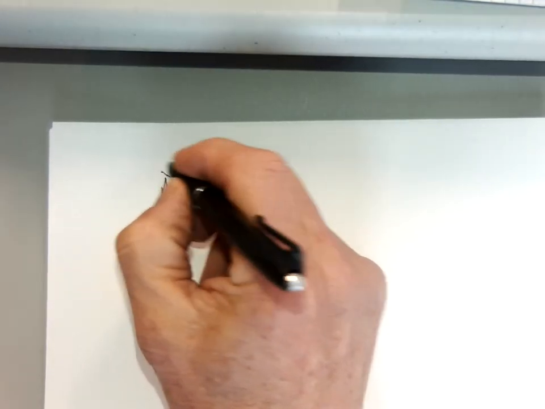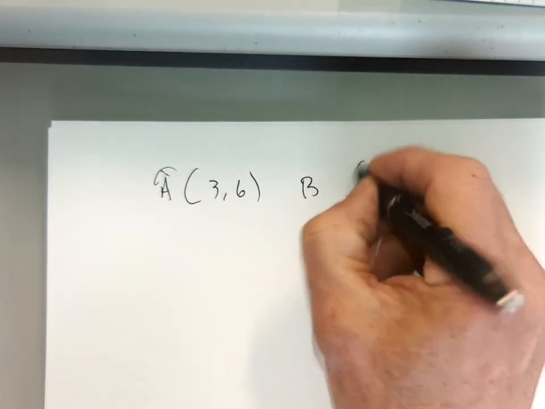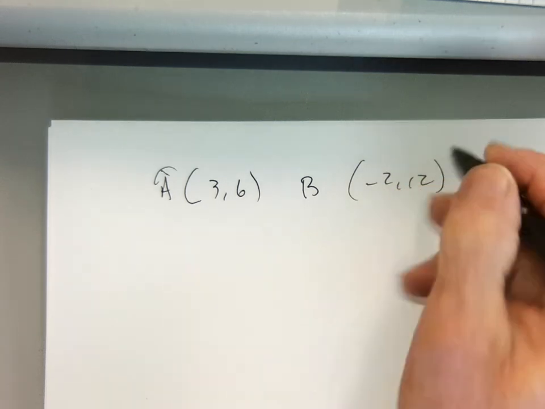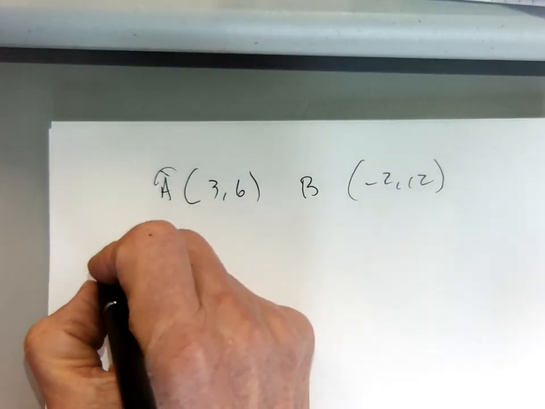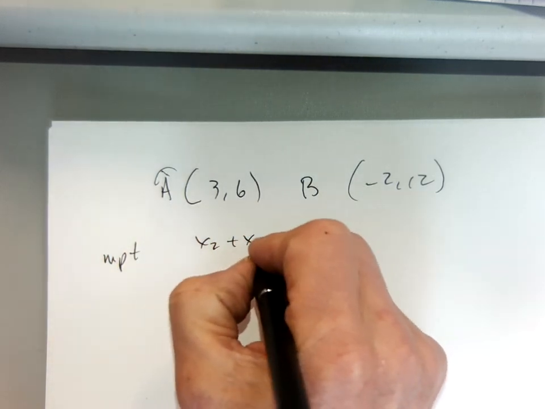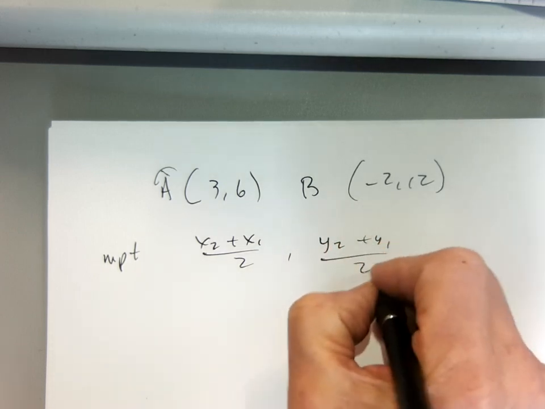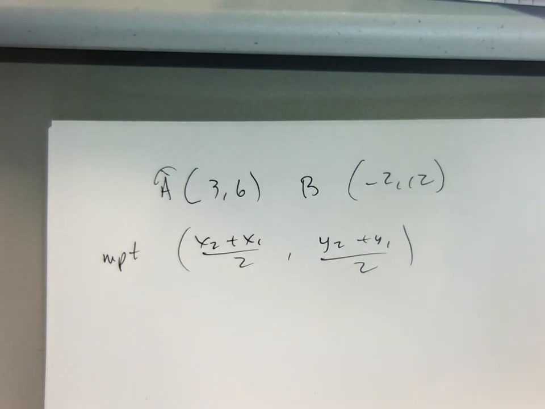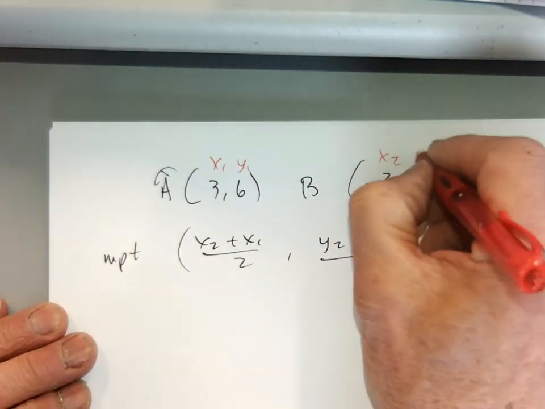So, number one, find the midpoint and the length. Point A is 3, 6, and B is negative 2, 12. You can do it graphically, I'm just going to do it using algebra. I like that. So the midpoint's pretty easy. It's just the average: x2 plus x1 over 2, comma, y2 plus y1 over 2.